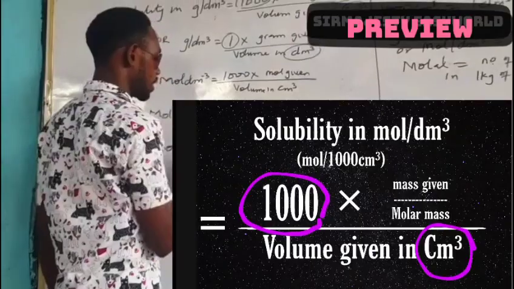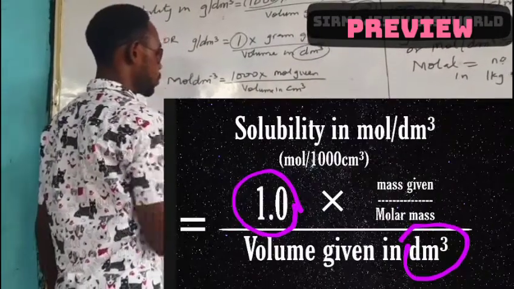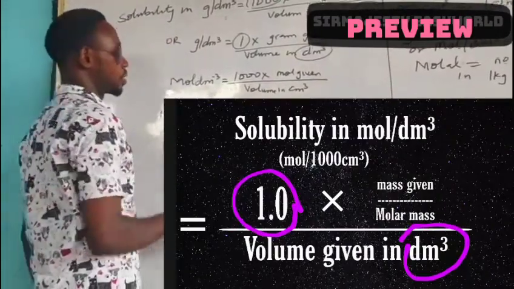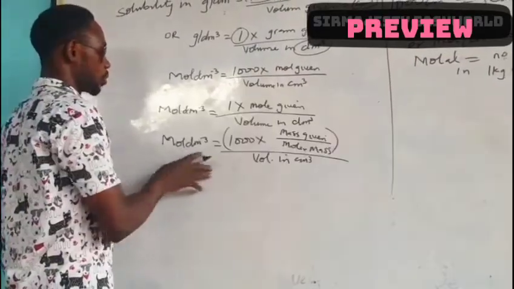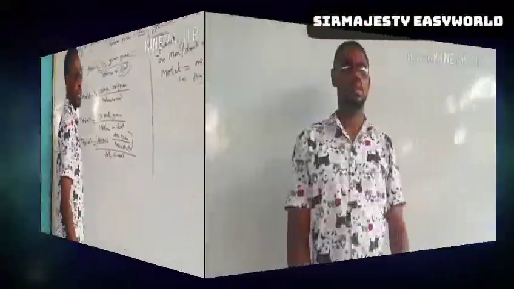If you use CMQ, you use 1000. If you use DMQ, you use 1 only. That's 1.0. So with these cheats, you will be able to get any solubility question without wasting time.